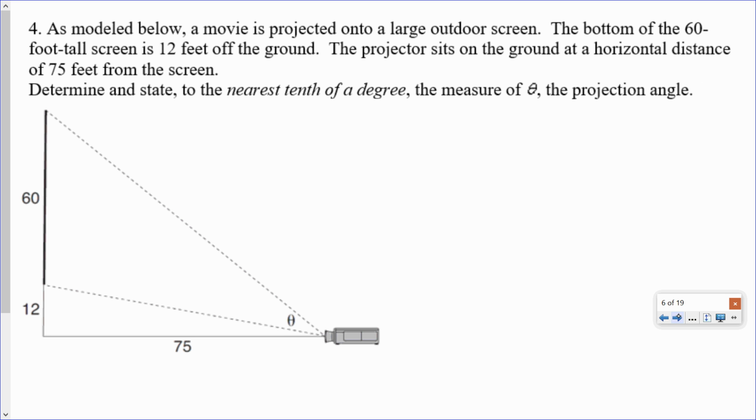I'm going to move on. I'd like you to come back to that. I just wanted you to see the setup. Now, number 4 is similar but different. It's giving you the picture, which is great. It's asking for this angle.